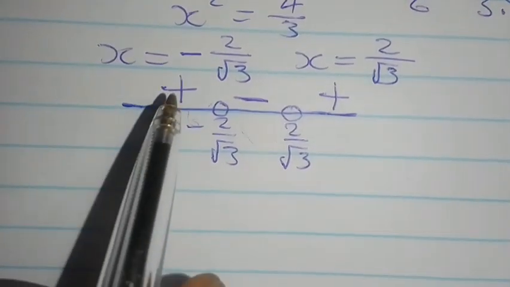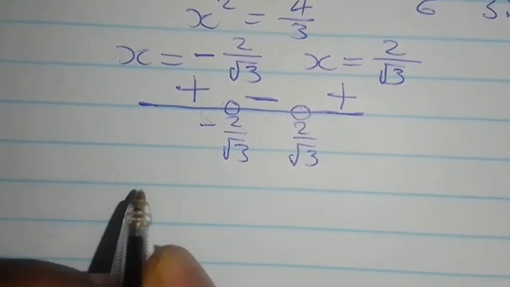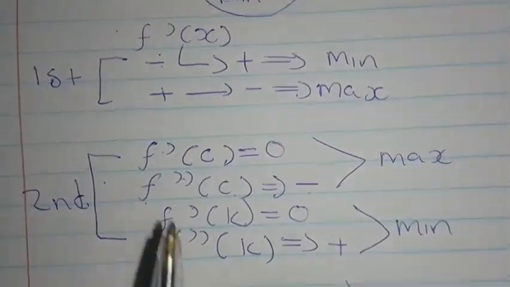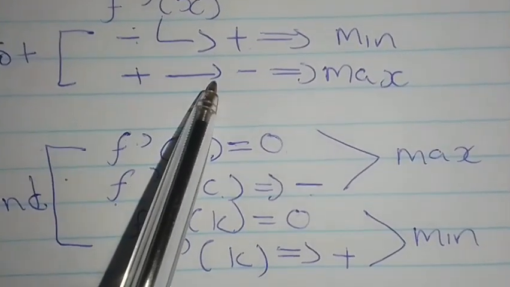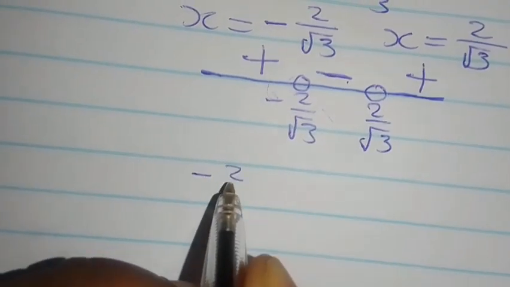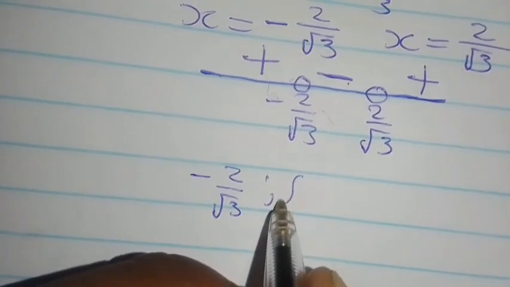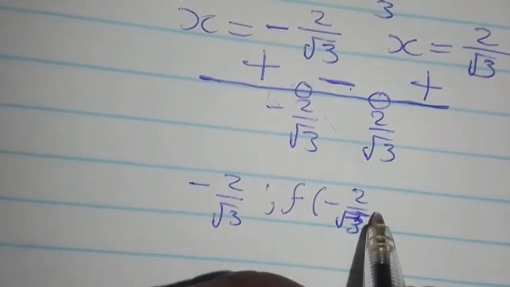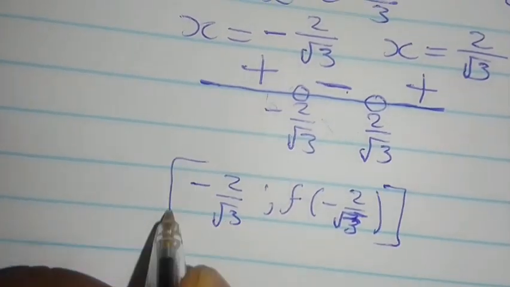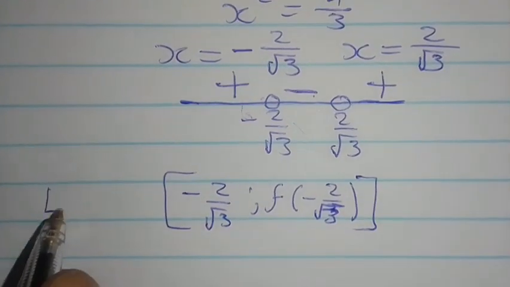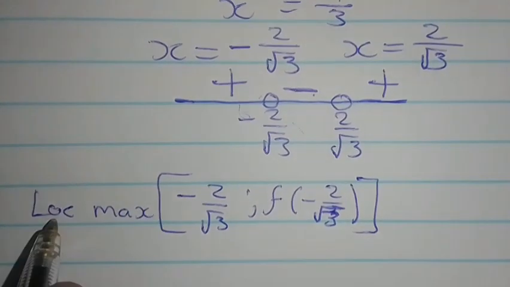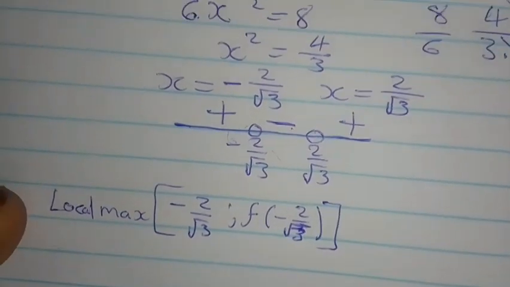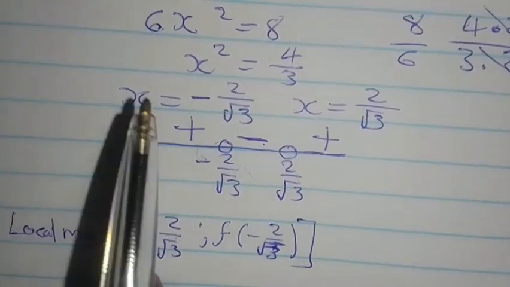notice that this graph goes from positive to negative. So that's what I just showed you. If the graph goes from positive to negative, that means you have a local maximum. That means that f at minus 2 over root 3 will be your local maximum turning point. Let me just write local. Then that means that minus 2 over root 3 is your local maximum.